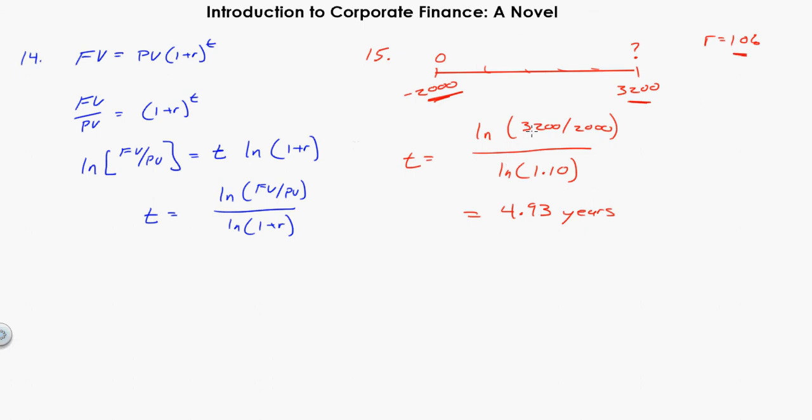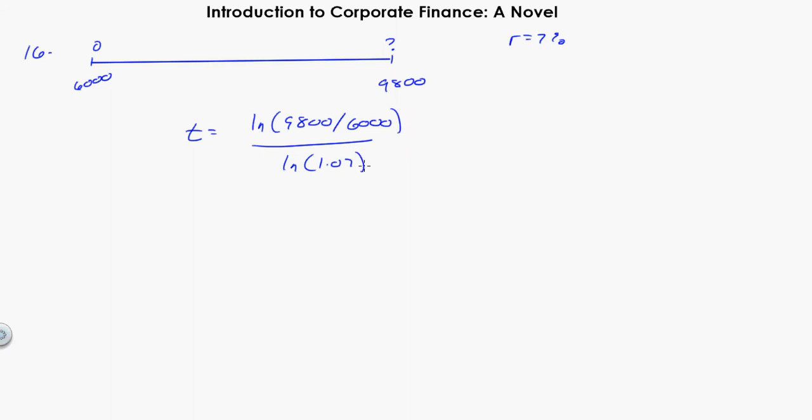So what you do in your calculator is you do 3,200 divided by 2,000 equals natural log. You have that number, and then 1.1 natural log. You have that number. It's going to be important that you get used to your calculator, that you make sure you and your calculator are communicating, and it's giving you the answer that you want. So whichever calculator you're using, make sure you learn how to do that stuff.